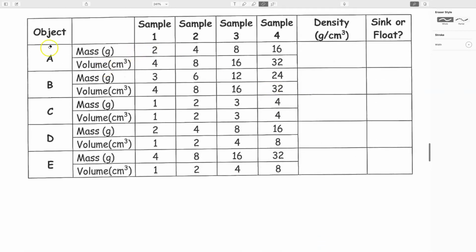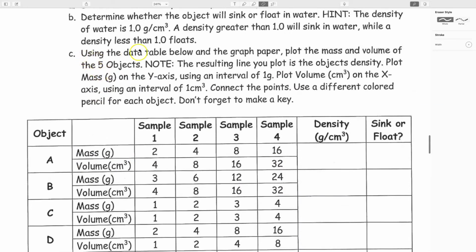So here we go. The last part of this lab says, using the data table below and the graph for procedure 3, plot the mass and volume of the 5 objects. Note, the resulting line you plot is the object's density. Plot the mass, in grams, on the y-axis using intervals of 1. Plot the volume on the x-axis using intervals of 1 cubic centimeter. Connect the points. You can use a different colored pencil for each object, but don't forget to make a key.